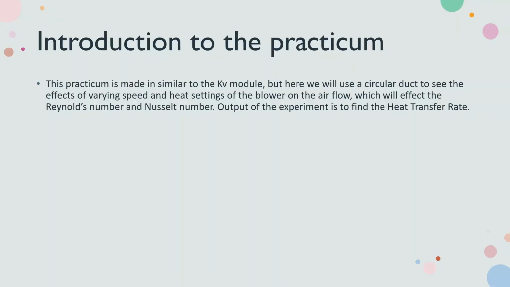Okay, so this is the introduction to the experiment. It is made similar to the KV module, but here instead of using a flat plate and fin, we'll use a circular duct to see the effects of varying speed and heat settings of the blower on the airflow, which will affect the Reynolds number and Nusselt number. The output of the experiment is to find the heat transfer rate.